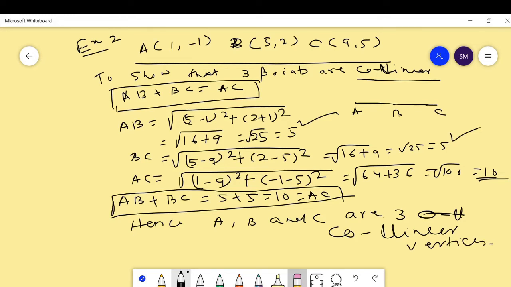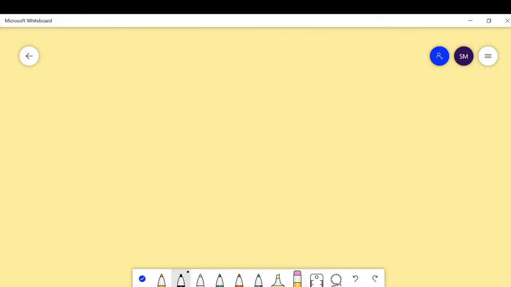Then the next question says to show that the 4 points are vertices of a rectangle. Here 4 points are given. We have to prove that these 4 points are vertices of a rectangle, and also find its area.